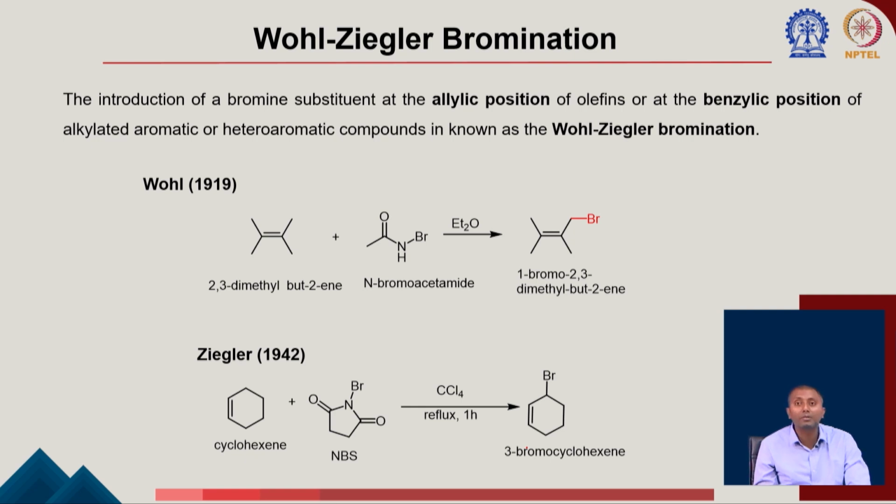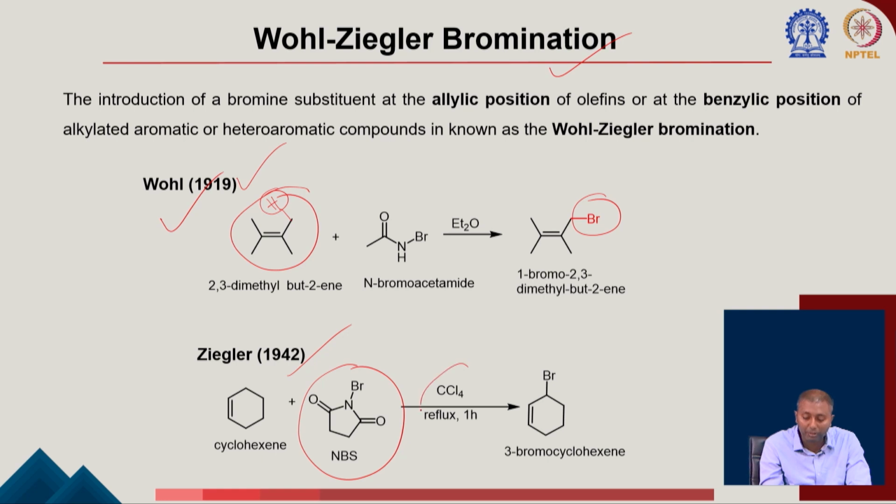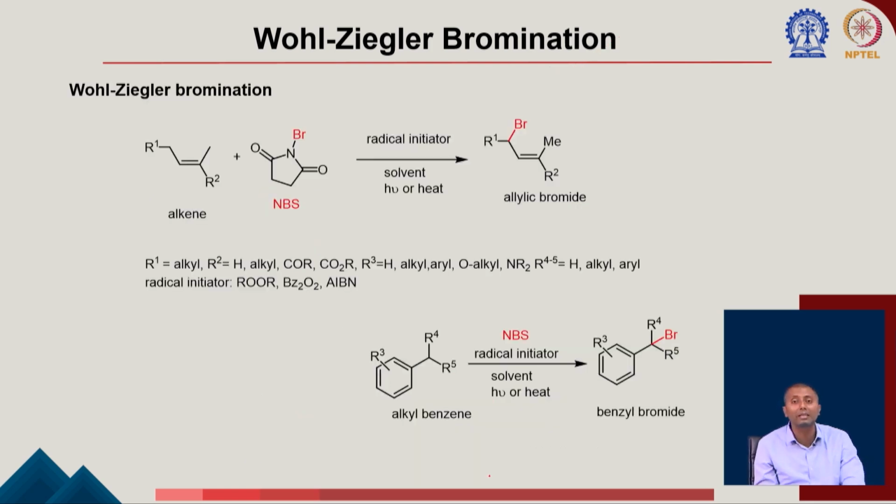Then the final one for this class is the Wohl-Ziegler bromination. So what is happening? I think we all know that if you have an olefin, and there is an allylic position here, then this allylic hydrogen can be abstracted and replaced with a bromine if you do allylic bromination. This was discovered by Wohl and Ziegler in 1942. Here they used NBS and CCl4 under reflux to convert cyclohexene to 3-bromocyclohexene. So this reaction is called allylic bromination, and currently this reaction can be done with visible light instead of using UV light.